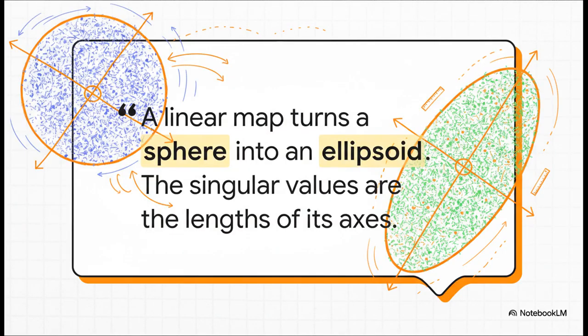And this quote right here, it just nails the visual. Imagine all your data points form a perfect sphere. When you apply one of these transformations, that sphere gets warped into an ellipsoid, like a stretched out ball. The SVD tells you exactly how that happens. The rotations line everything up, and these things called singular values tell you exactly how much to stretch along each direction to get that final shape.